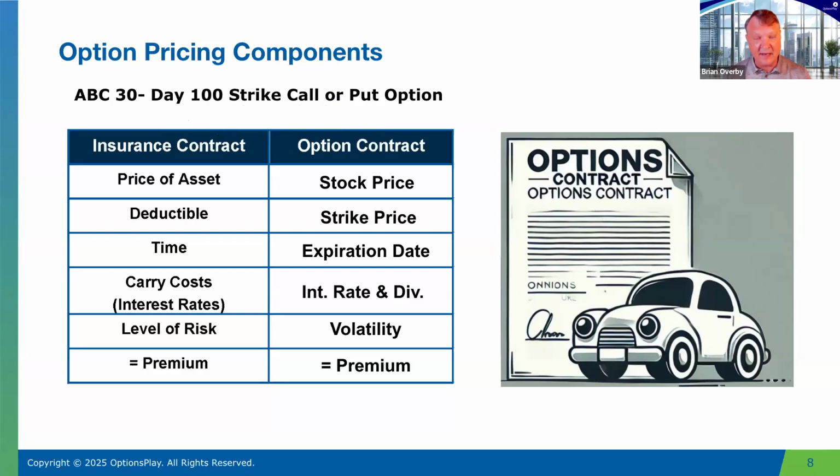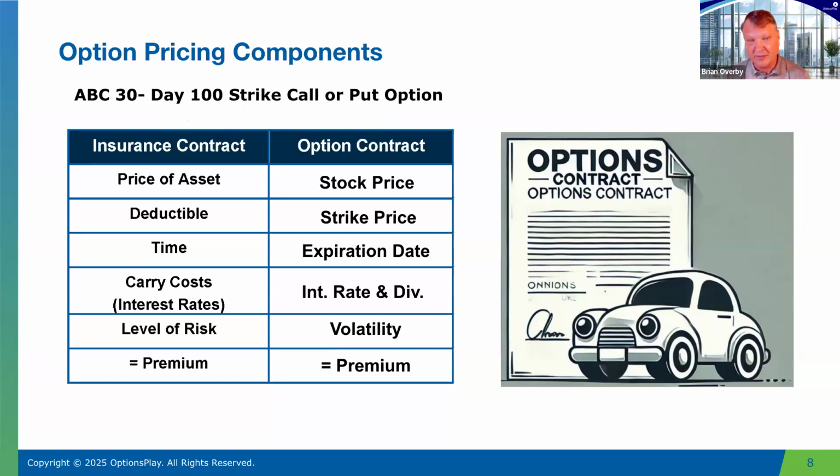So all of that entire contract is written up and actually quoted, and that quote actually tells you what you have to pay for that option contract. It's usually based on 100 shares, so you multiply it by that 100 shares.